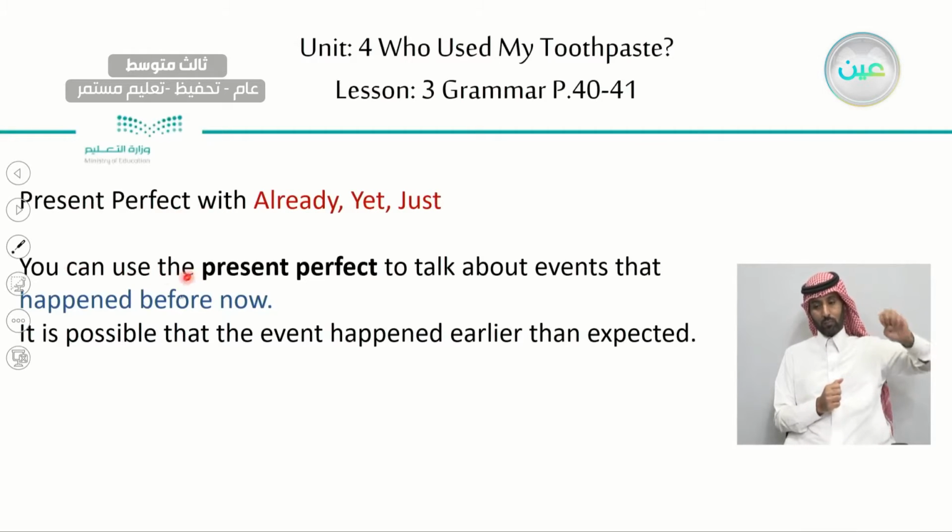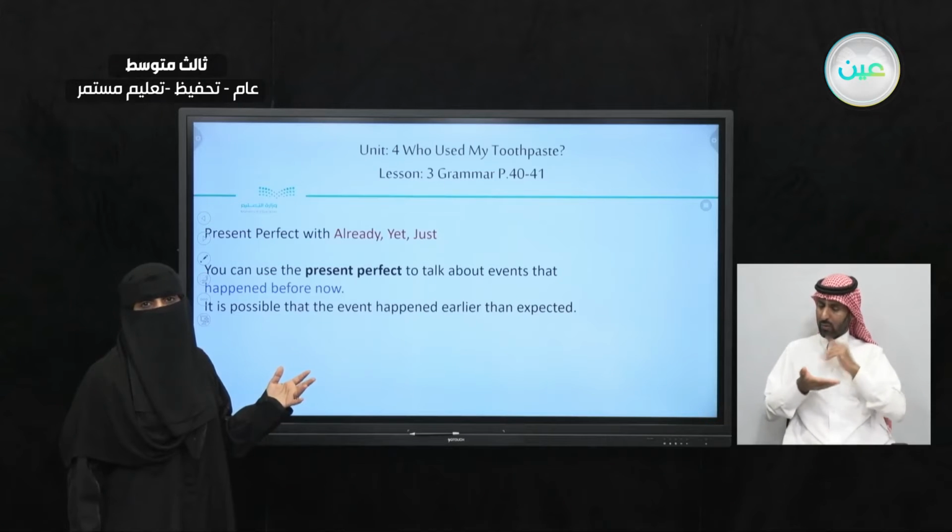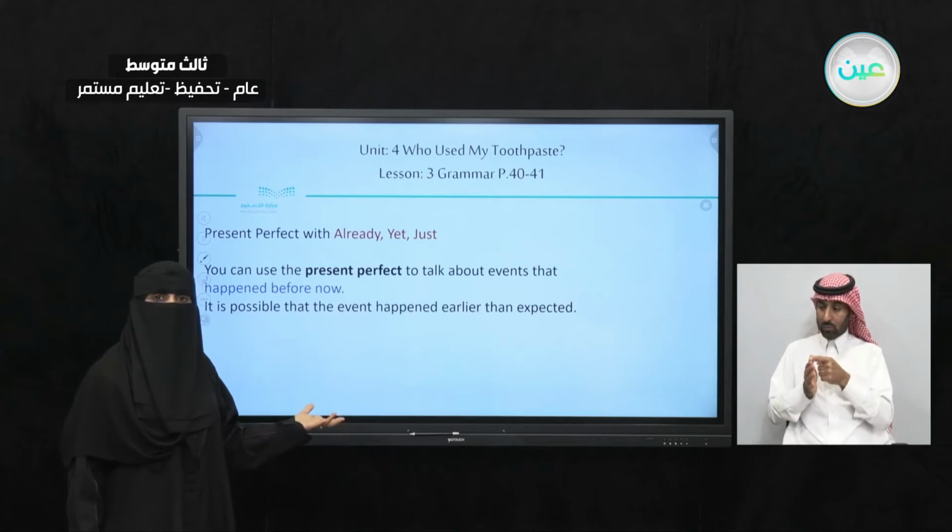You can use the present perfect to talk about events that happened before now. The action happened in the past, but it just finished, recently finished. Okay? It is possible that the event happened earlier than expected. Like, for example, if your mother told you to clean your room, and she thought you didn't do it. Okay? We use these expressions.